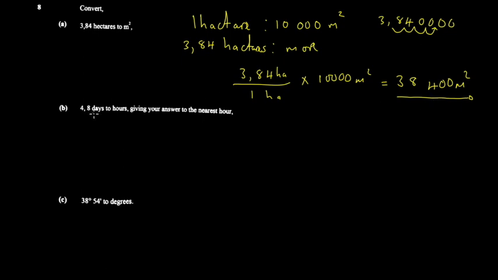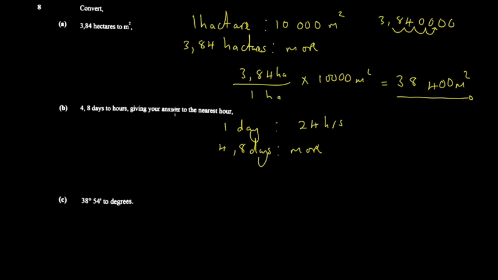Here it says 4.8 days to hours. You have to convert 4.8 days to hours, giving your answer to the correct hour. So the conversion factor here, if we use simple proportion, we have 1 day equal to 24 hours. So you can say 1 day is to 24 hours like this, and then you are to find 4.8 days. It's obviously more. If it's more, bigger number at the top.